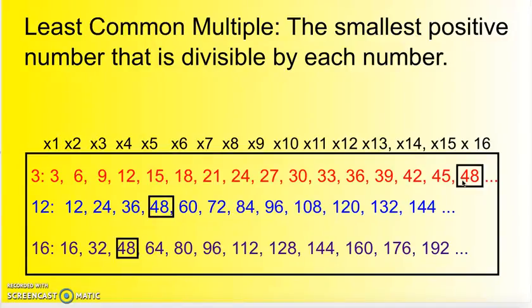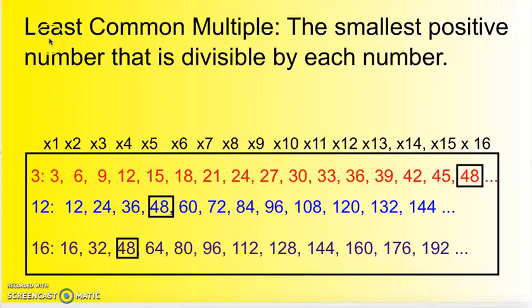Why wouldn't it be called greatest common multiple? You're absolutely right. Remember how I stressed that multiples go on infinitely. Well, how do we find the greatest common multiple if they just continue to go on and on and on? You're right, we can't. We can't find it.